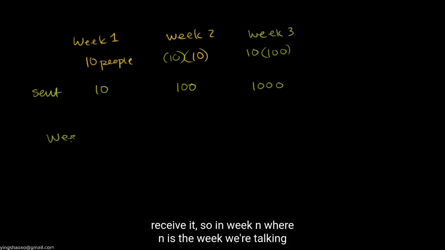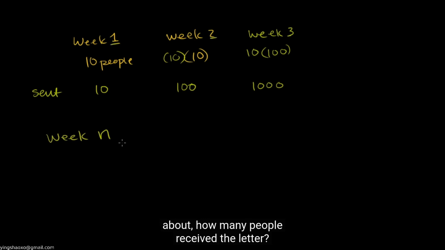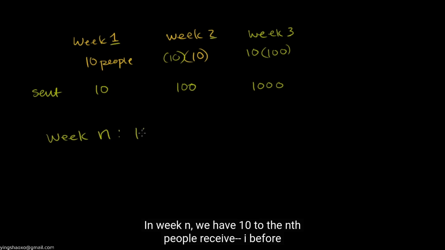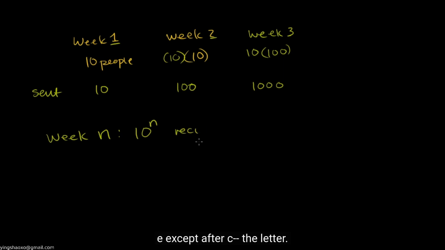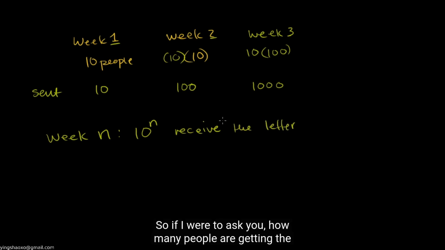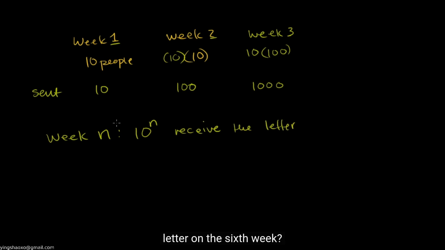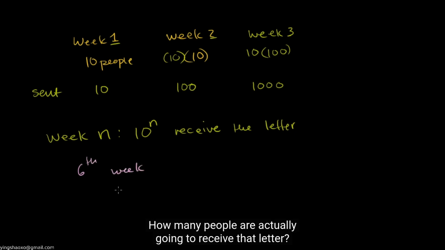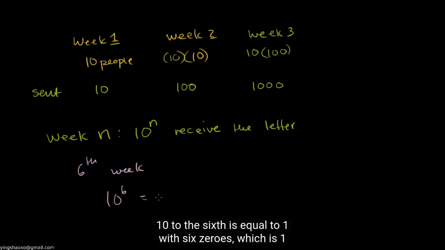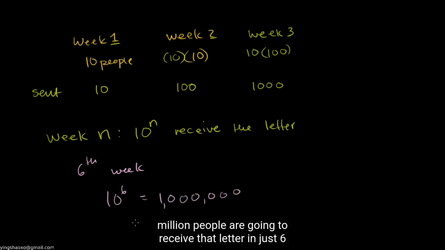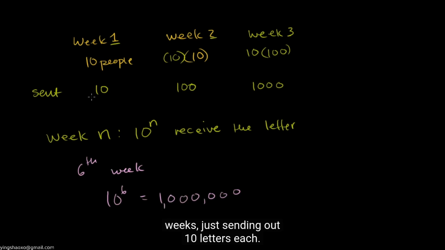So in week n, where n is the week we're talking about, how many people receive the letter? In week n, 10 to the nth people receive the letter. So if I were to ask you how many people are getting the letter on the 6th week, how many people are actually going to receive that letter? Well, what's 10 to the 6th power? 10 to the 6th is equal to 1 with 6 zeros, which is 1,000,000. 1,000,000 people are going to receive that letter in just 6 weeks, just sending out 10 letters each.